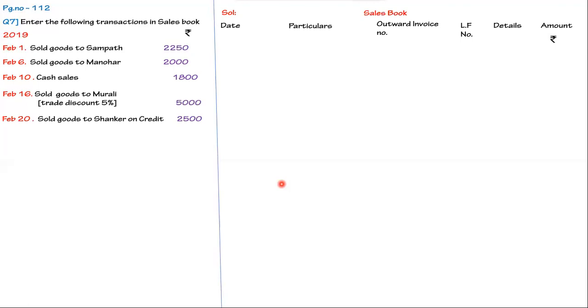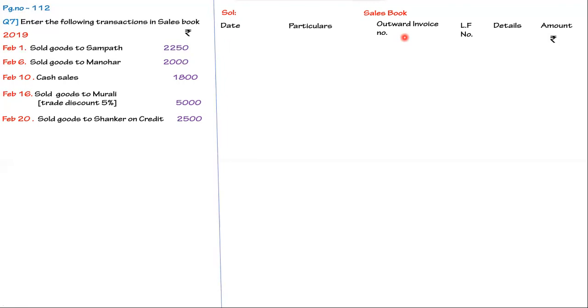The only difference in format of purchases book and sales book is that in purchases book, we'll be writing it as inward invoice number, whereas for sales book, we are writing it as outward invoice number. Other than this, all remaining columns are the same for purchases book and sales book. Date, particulars, LF number, details, amount, rupees are the same. In purchases book, we'll be writing inward invoice number, whereas for sales book, we are writing outward invoice number.